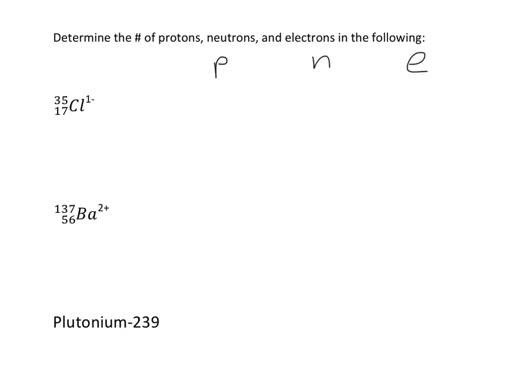So the first thing is, if it's written in this format, this bottom number is known as the atomic number, and it's the number of protons. So we can simply write that from the bottom number. So chlorine is 17, barium is 56.